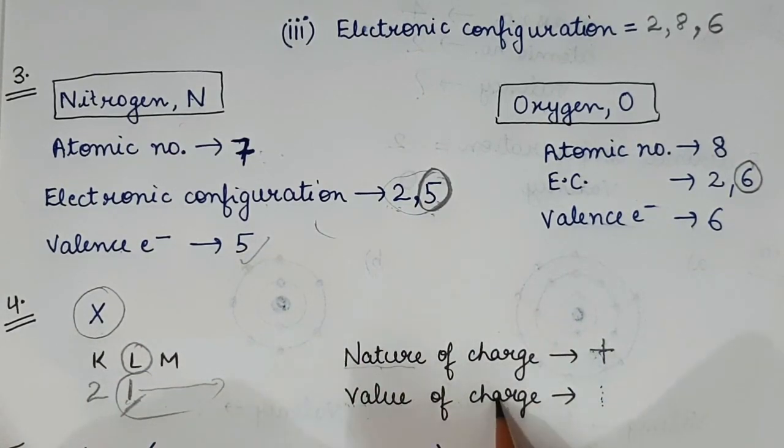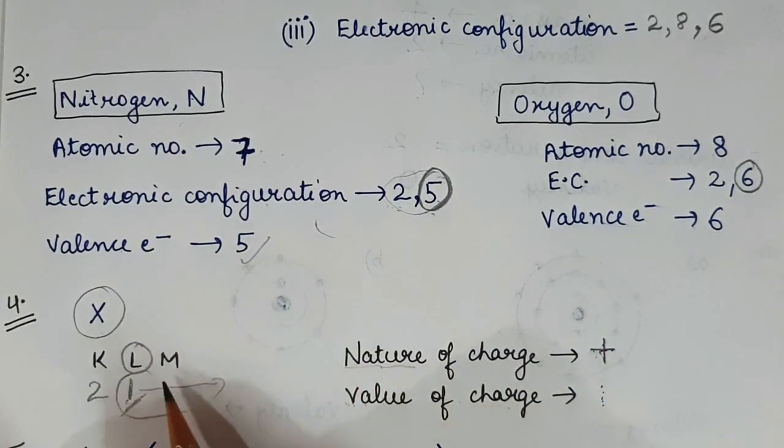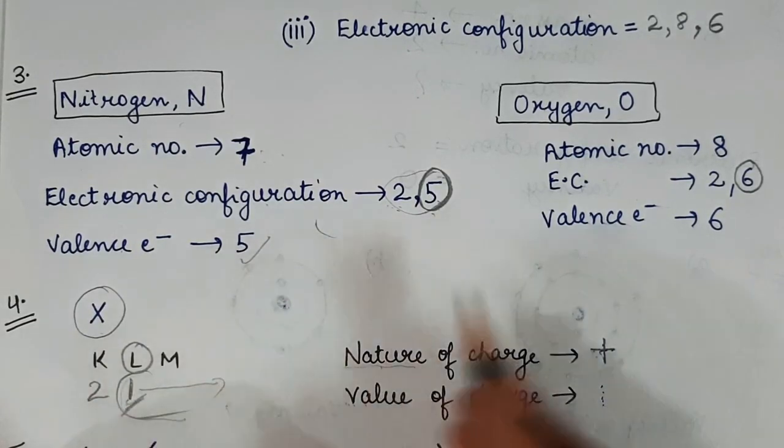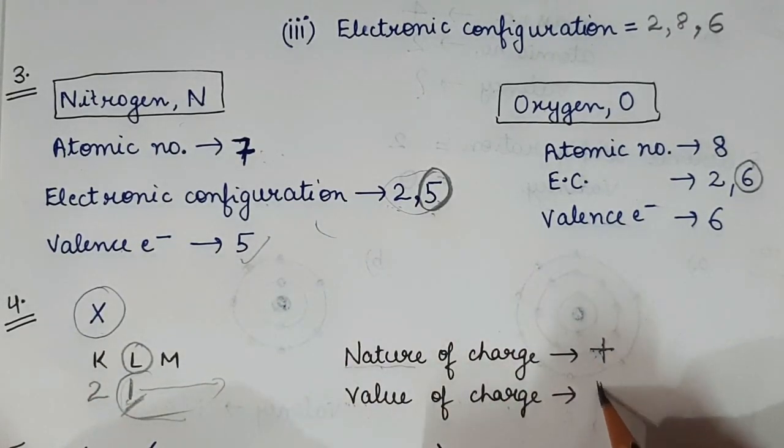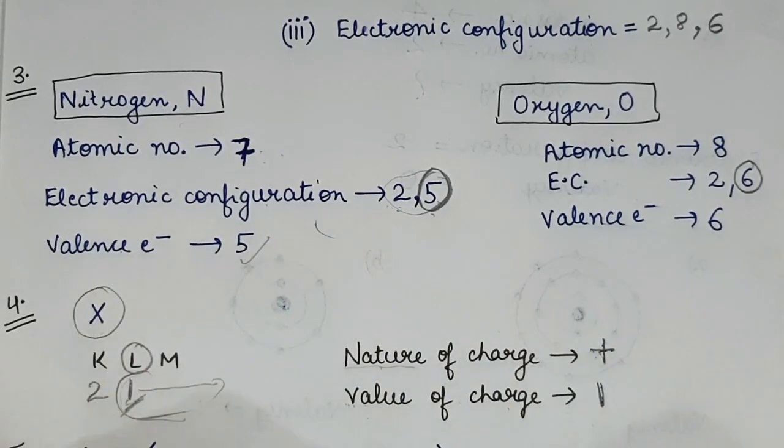And what is the value of the charge? How many electrons are lost? 1. So the value of the charge is 1. Or we can say the valency is 1. Clear?